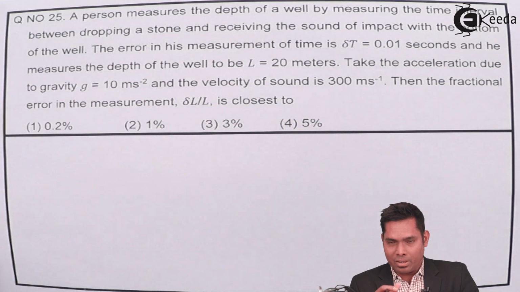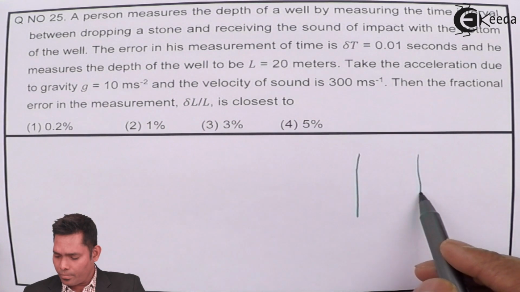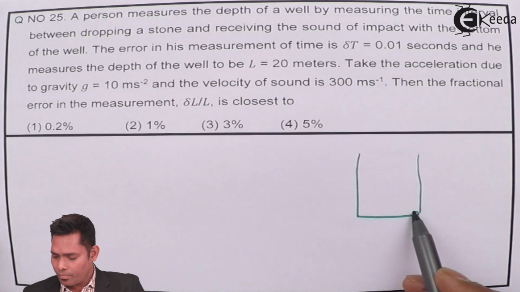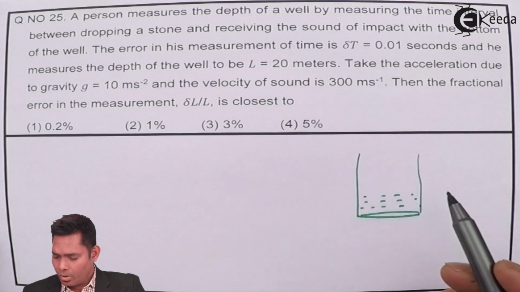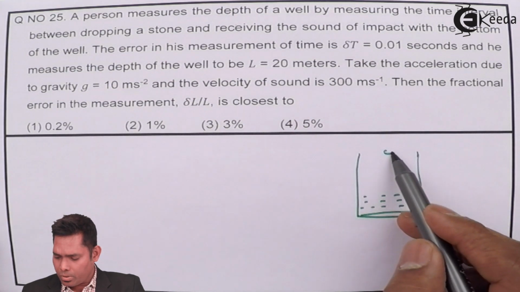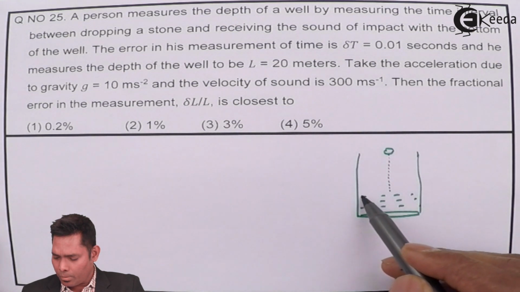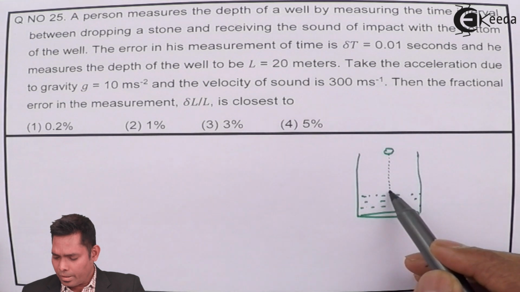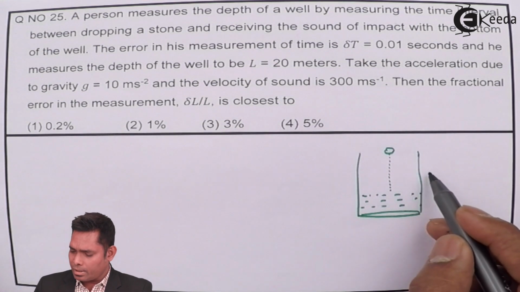So the situation is there is a well. He drops a stone here, and suppose this is the water level. Suppose this length is L.